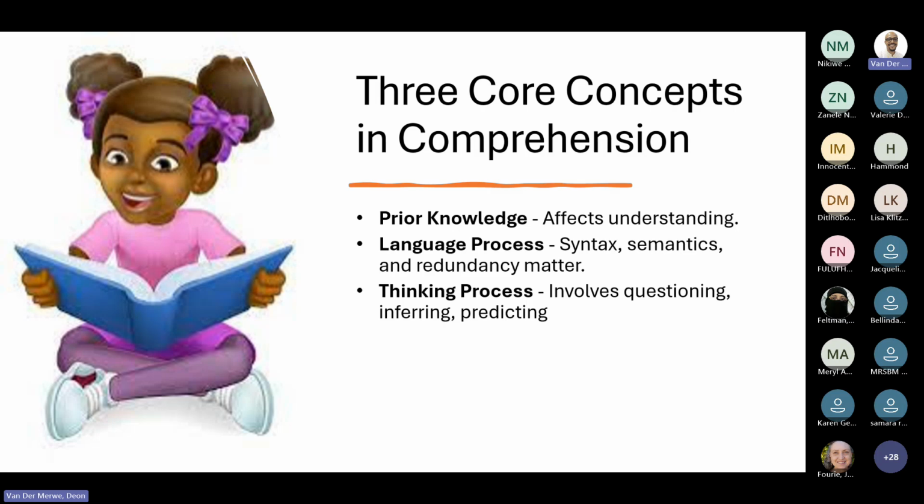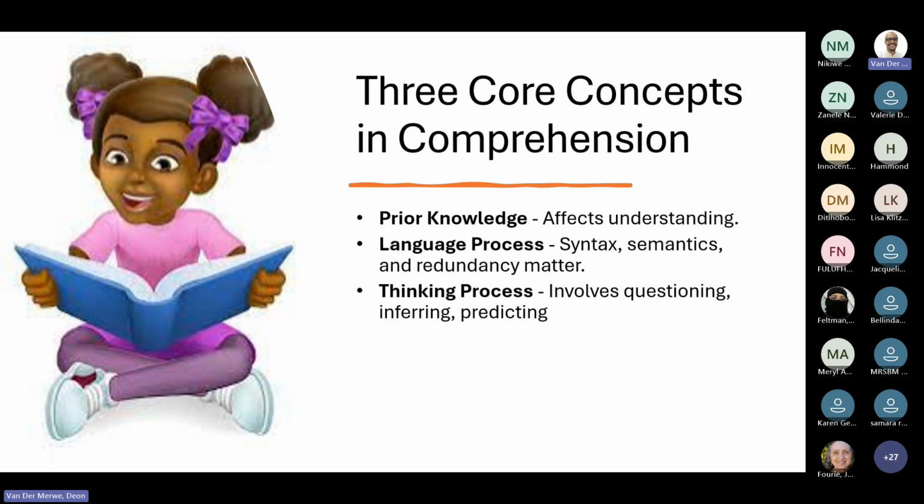And so the second part of it is also the language process, because reading is tied to understanding how language works. And sometimes you can't figure out the meaning of a word or phrase until you finish the whole sentence. And understanding sentence structure and recognizing redundancy, like when something is repeated in different ways, can help with comprehension.